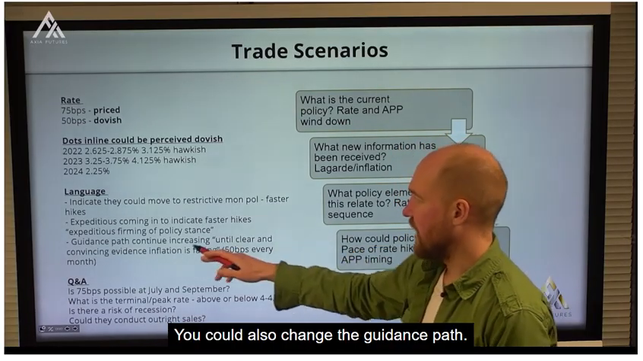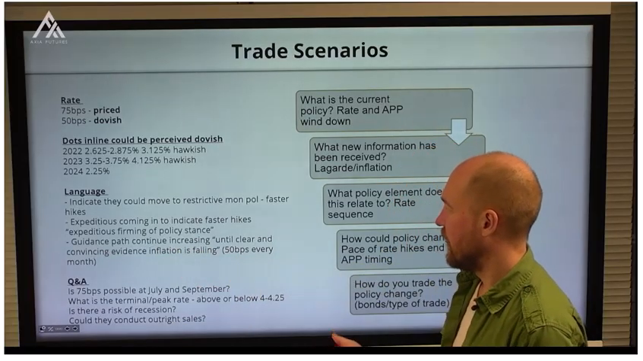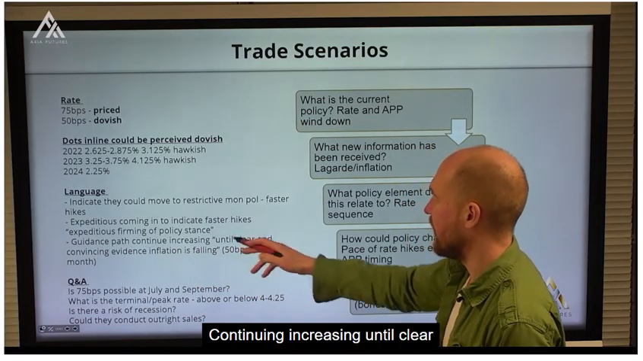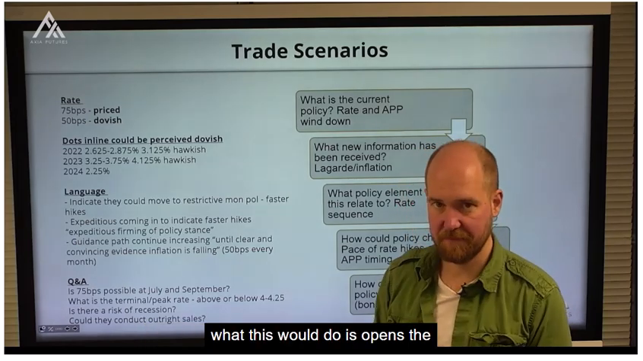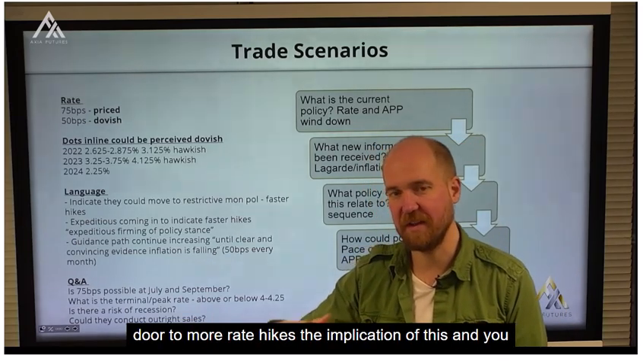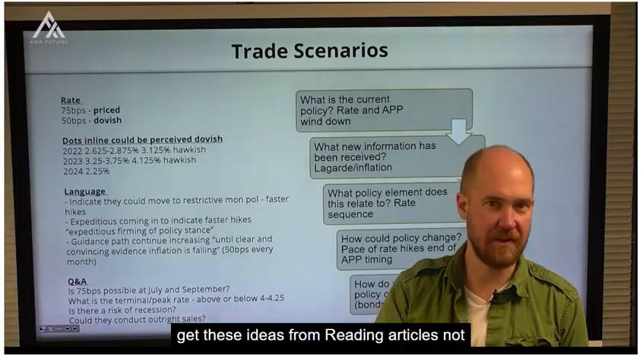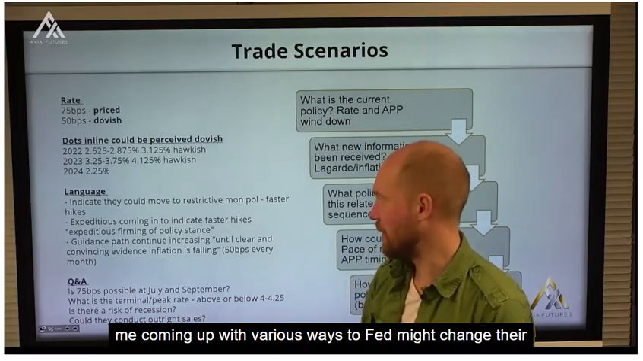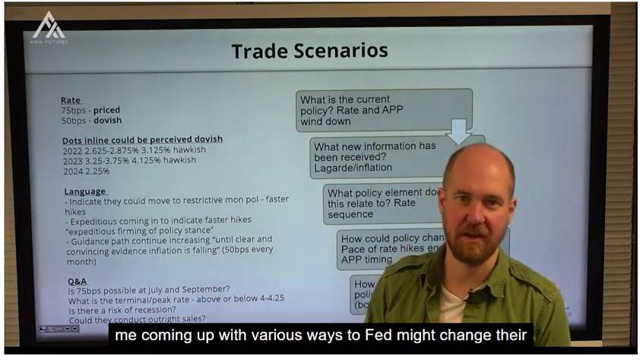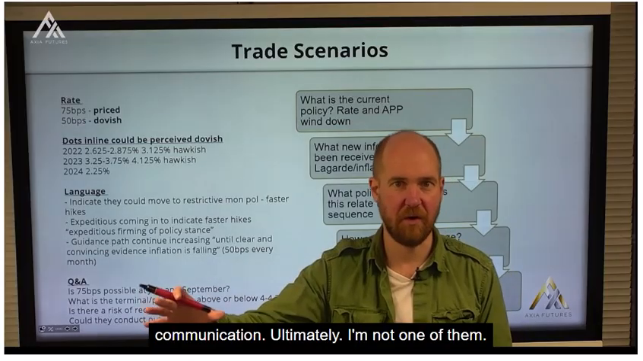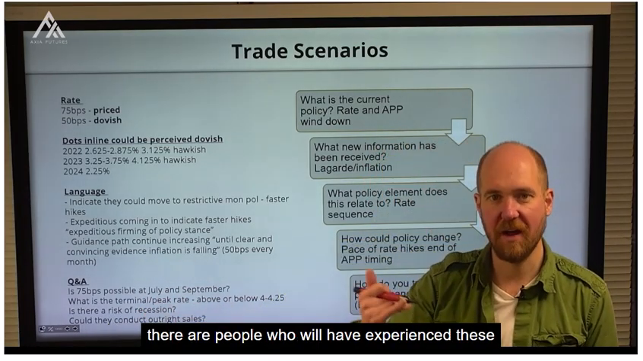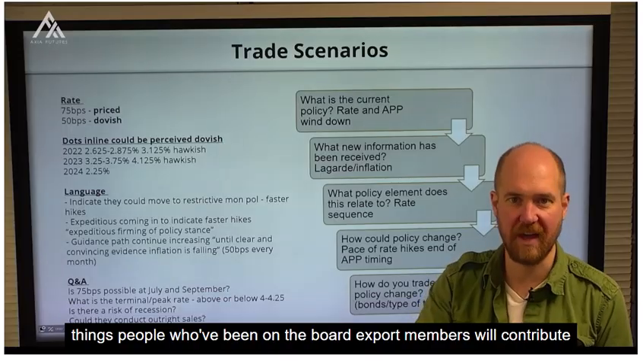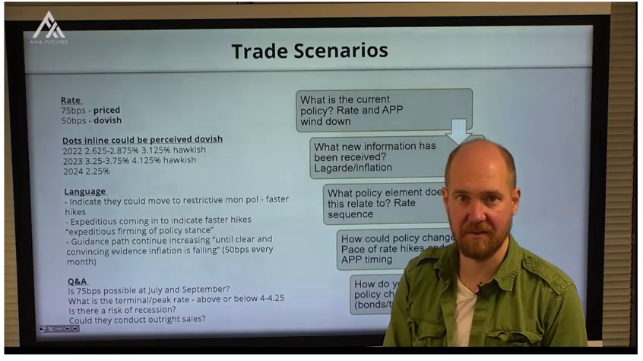You could also change the guidance path: continue increasing until clear and convincing evidence of inflation is falling. So what this would do is open the door to more rate hikes. You get these ideas from reading articles, it's not me coming up with various ways the Fed might change their communication. Ultimately, I'm not on the board, I don't know precisely the wording, but there are people who will have experienced these things, ex-board members who contribute to analysis.